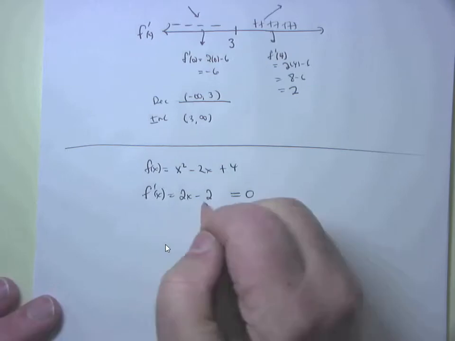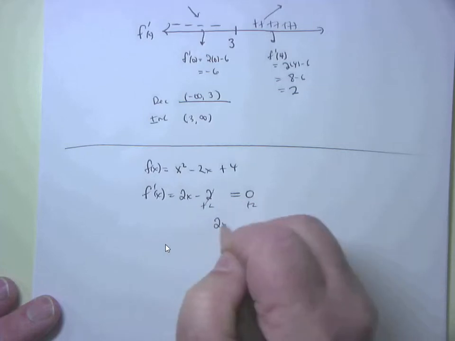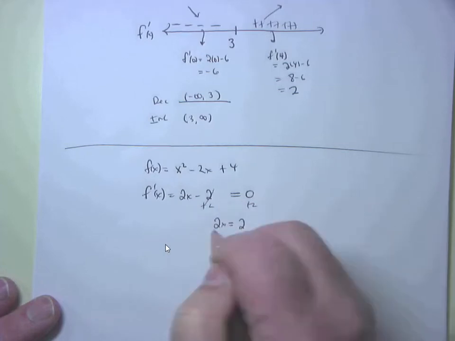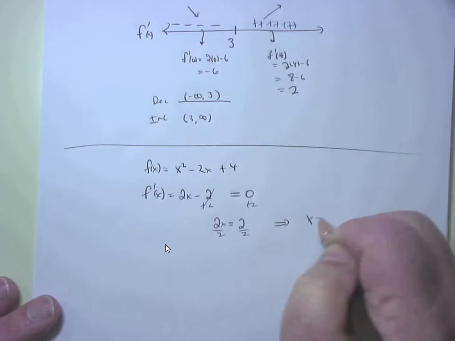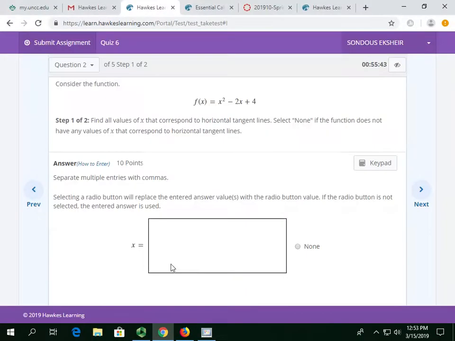And solve. I'm going to add 2 to both sides. This cancels, so that's 2x is equal to 2. I'm going to divide by 2, and I get x equals 2 over 2, which is 1. So the answer to where the horizontal tangent lines occur is x equals 1.